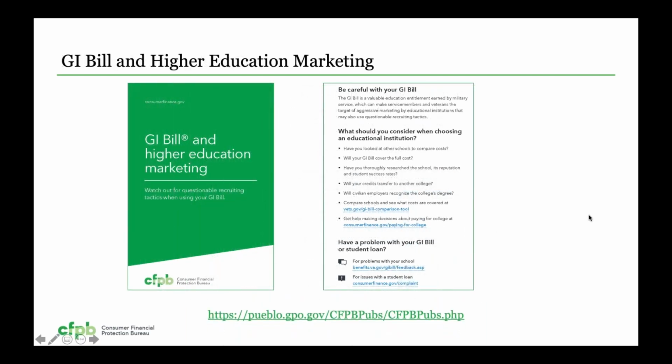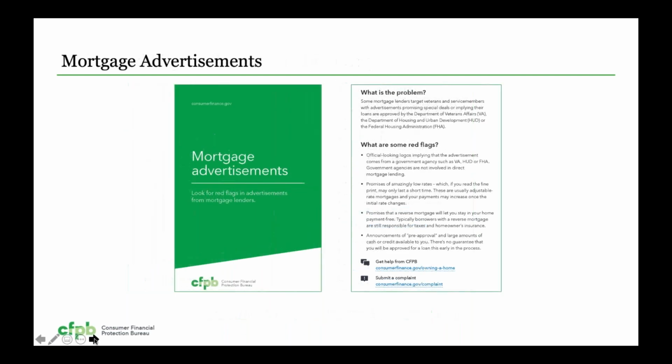Now we have a number of postcard tip sheets on certain products. We have a postcard tip sheet that addresses issues with GI Bill and higher education marketing, which is a big thing for service members with GI Bill benefits. Sometimes they get marketed to join schools, to sign up for schools or programs that don't necessarily work best for them or may not be giving them the value for their benefit money. So this little tip sheet offers tips on how to avoid scams or improper marketing. We have a similar postcard tip sheet for mortgage advertisements.